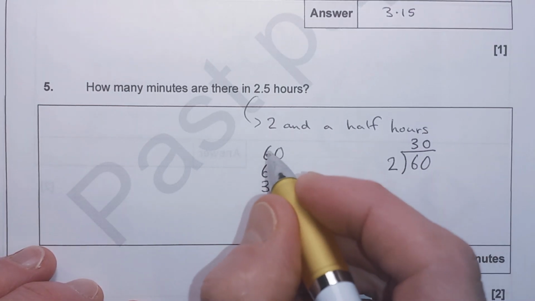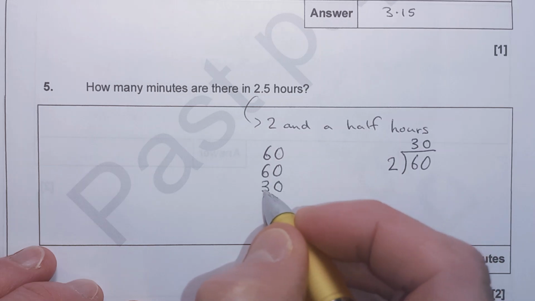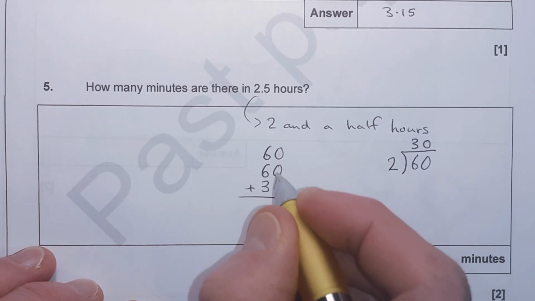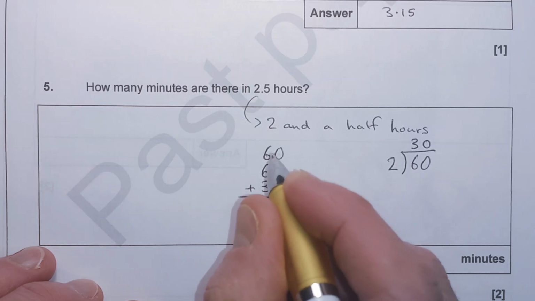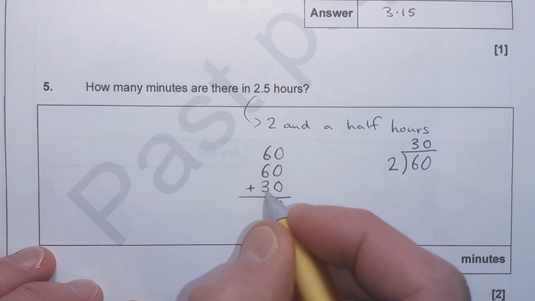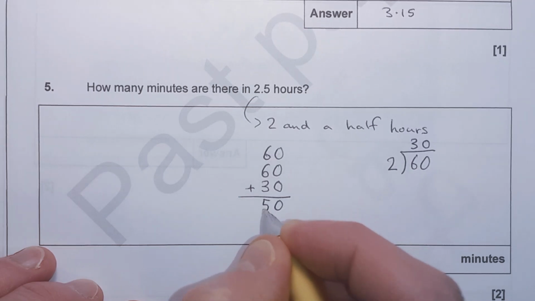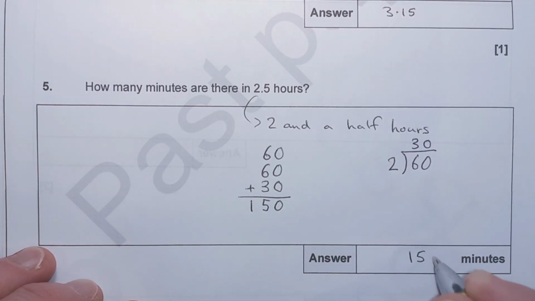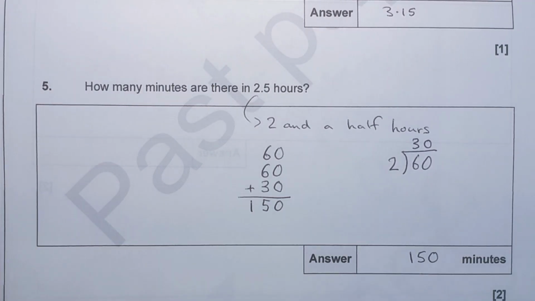So we're adding 60, 60 and 30. Add these all up, we get 0 plus 0 plus 0 is 0. 6 plus 6 is 12, plus 3 is 15. So we've got a total of 150 minutes.